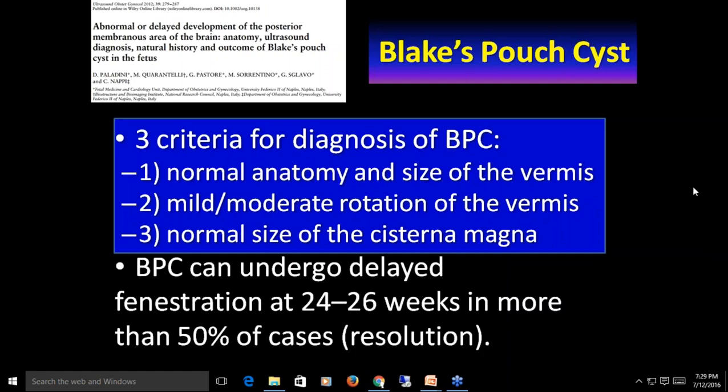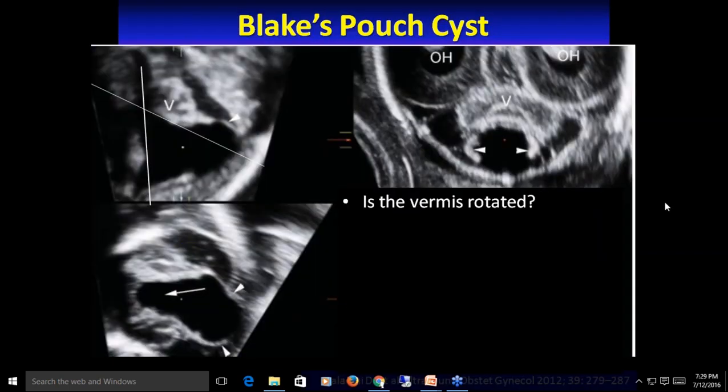In their paper, they also found that Blake's pouch cyst can undergo delayed fenestration at 20 to 26 weeks gestation in more than 50% of the cases in which they diagnosed Blake's pouch cyst. Essentially, this means that this resolves by 24 to 26 weeks gestation. So let's look at some examples. And again, let's try to address the 3 questions.